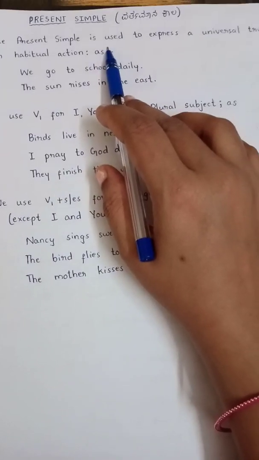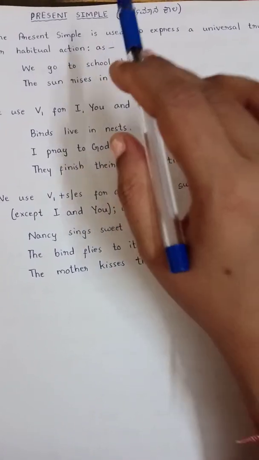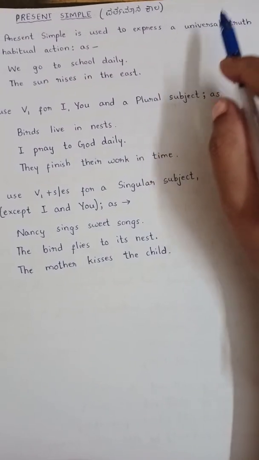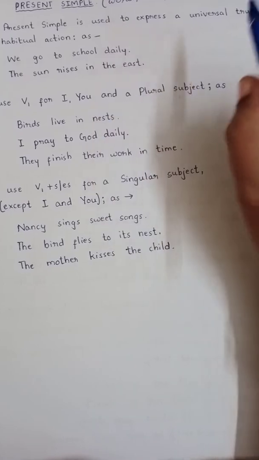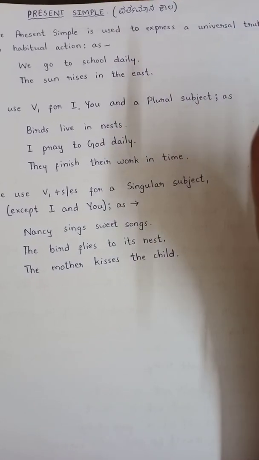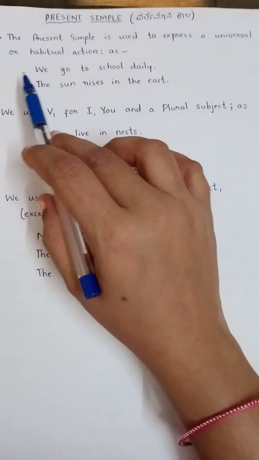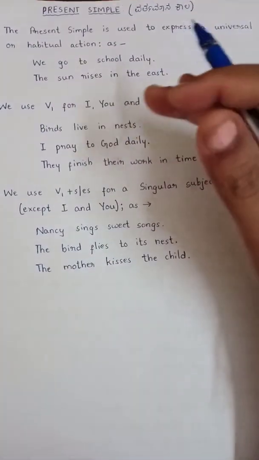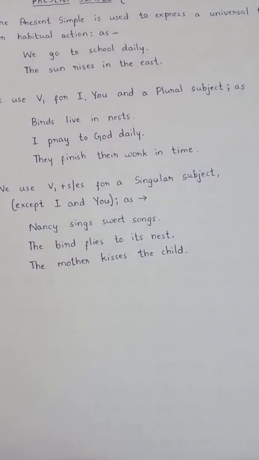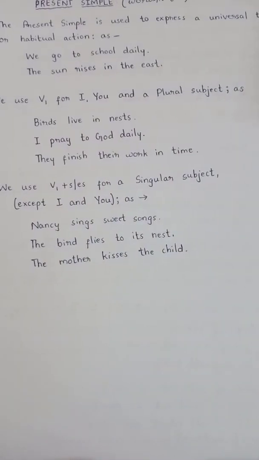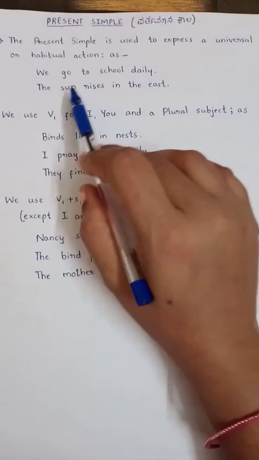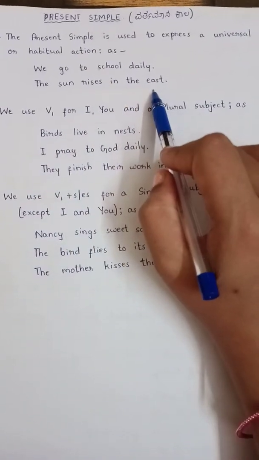So present simple is a tense which is used to express universal truth, the truth which cannot be changed, and habitual action. So the action which we do daily, as a habit. See, for example, we go to school daily. The sun rises in the east.